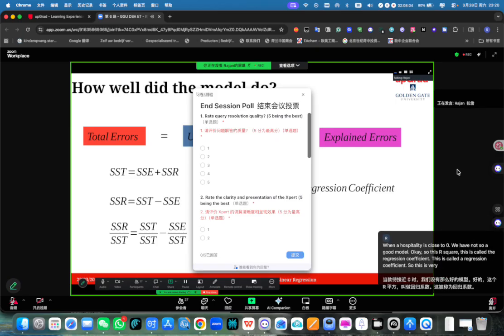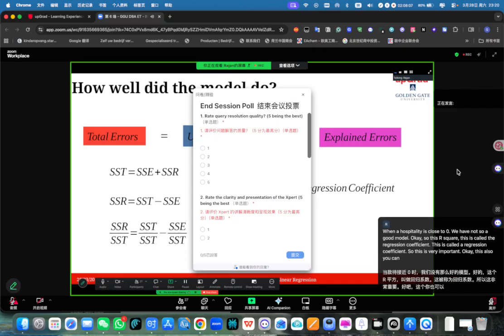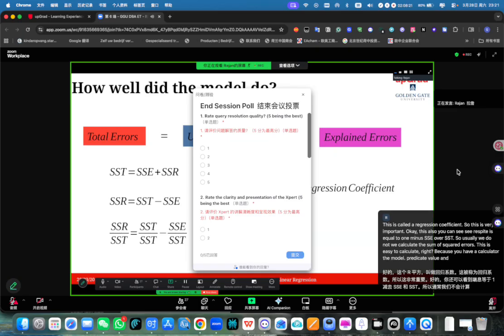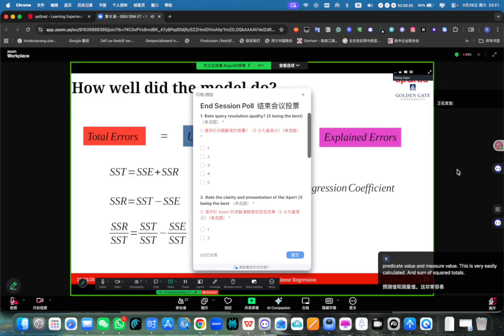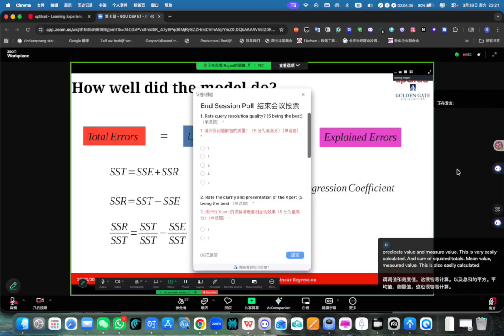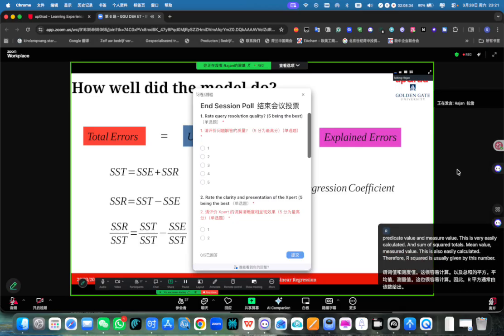You can also see R squared is equal to 1 minus SSE over SST. Usually we calculate the sum of squared errors. This is easy to calculate, right? Because you have calculated the model, predicted value, and measured value. And sum of squared totals, mean value, measured value. This is also easily calculated. Therefore, R squared is usually determined by this number, 1 minus SSE over SST.